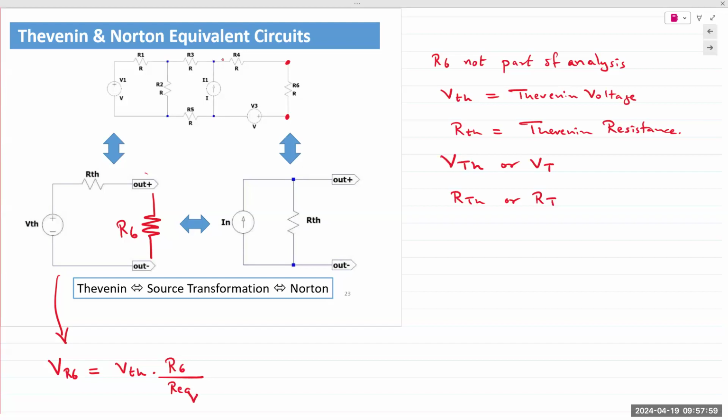Once you analyze the circuit once, only one time, then the resulting VTH and RTH do not change. And you can find the value for the outside voltage as many times as you need.